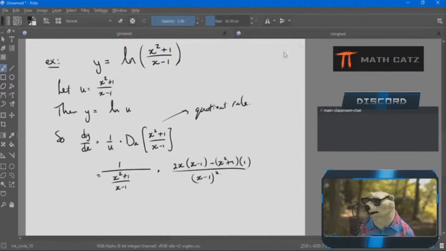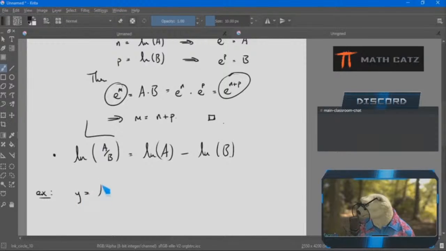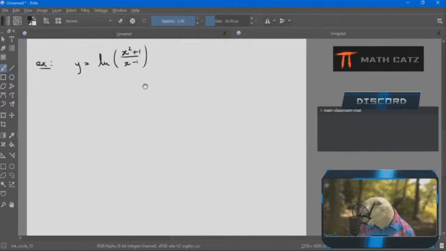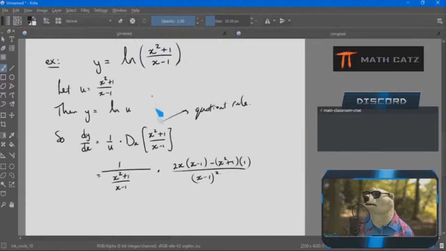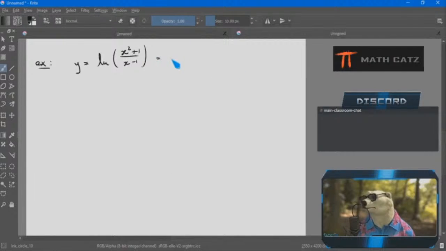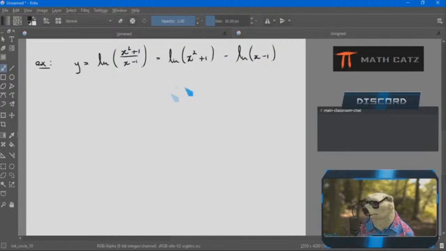If we now look at this function, it was x squared plus 1 over x minus 1 inside my logarithmic function. I can now say, instead of going straight to the chain rule and then having to deal with the quotient rule, I can look to simplify this first by noticing it's the log of a quotient, so it's the difference of the individual logs. I'll stress again, this kind of property is only true for logarithmic functions and only in the way I've listed it.